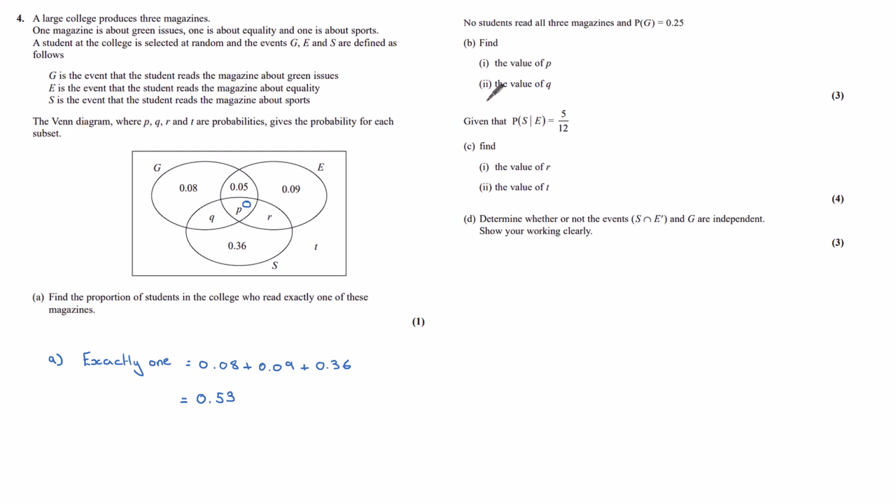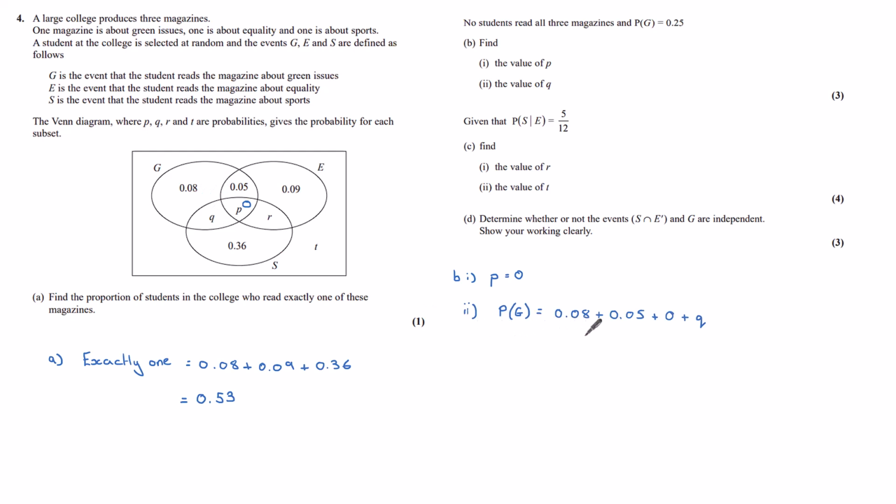And II, the value of Q, which is this intersection. So Q would be the probability of people reading green issues and sports. Well, part I we've already answered. P is equal to 0. But now we know that of all the people reading green, the probability of reading the green issues is 0.25. So all 4 of these values should add up to 0.25.